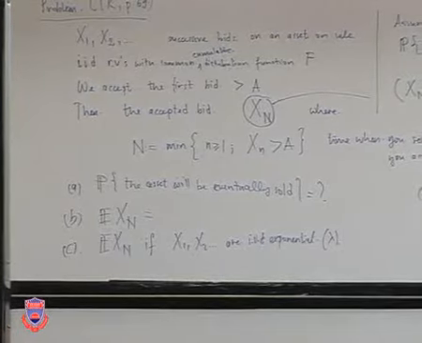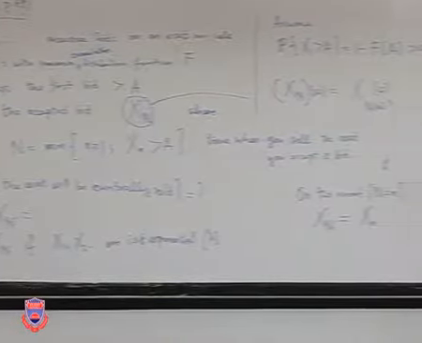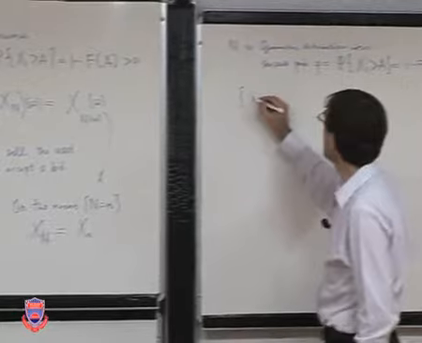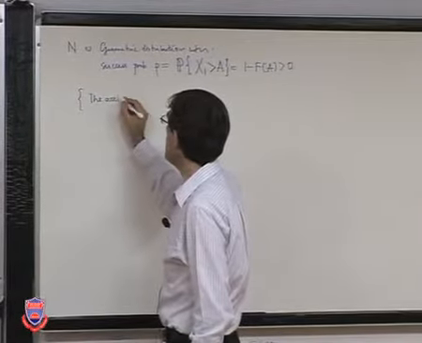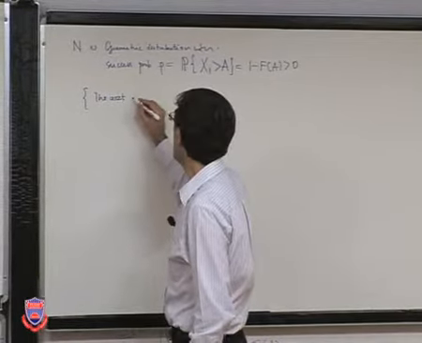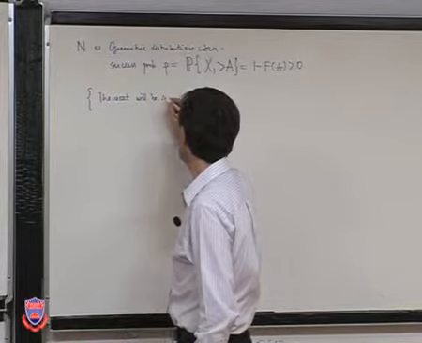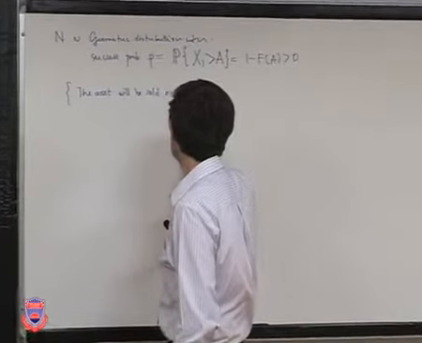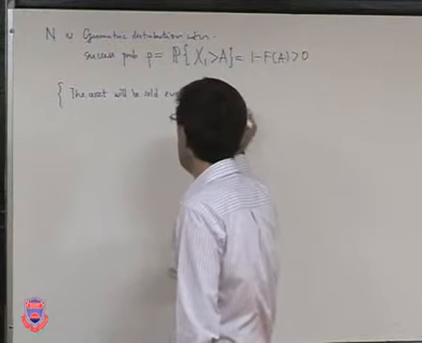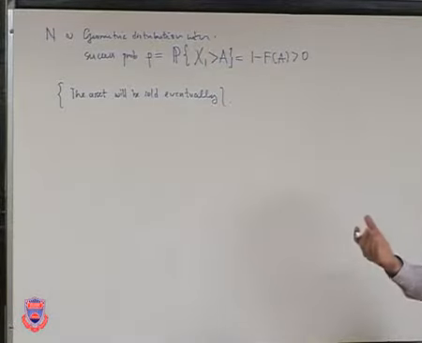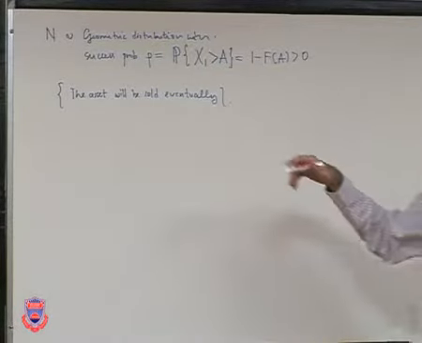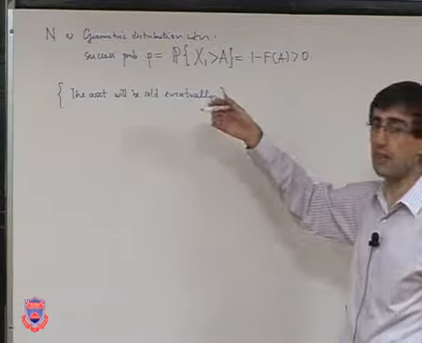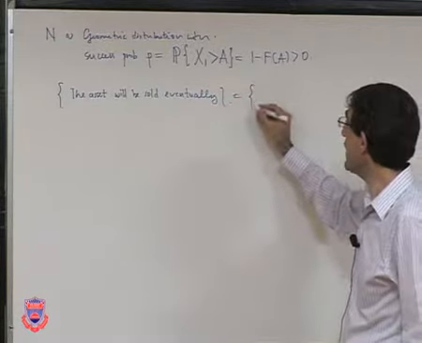So forget about the probability. First look at the event again. So the event that I said, right, will be sold eventually. That's again in words. So how can I write this in terms of a random variable? I guess N in this case. This is the same as writing what?